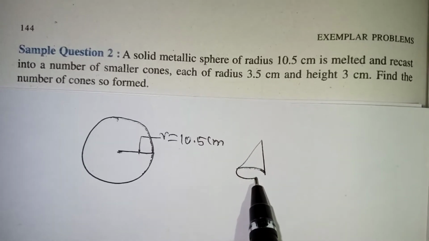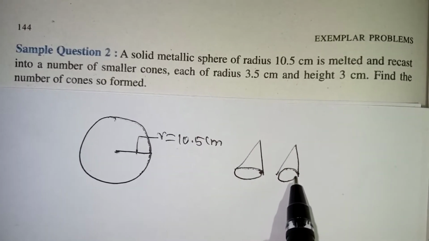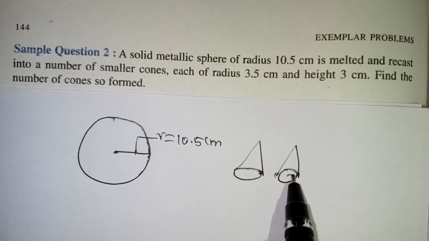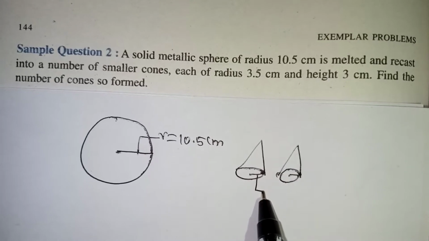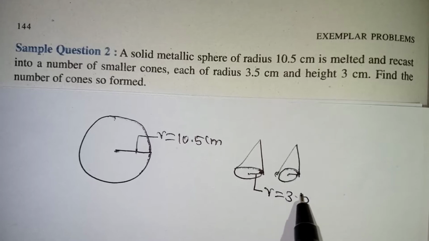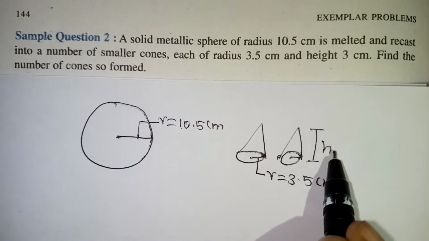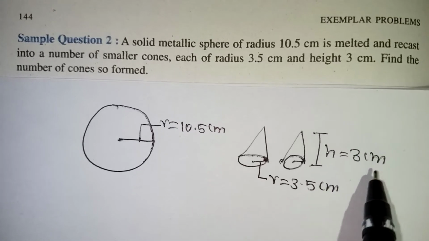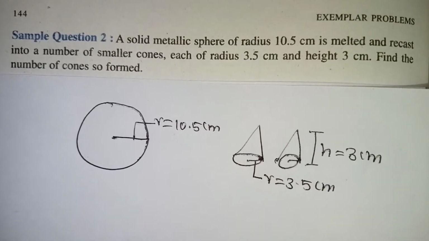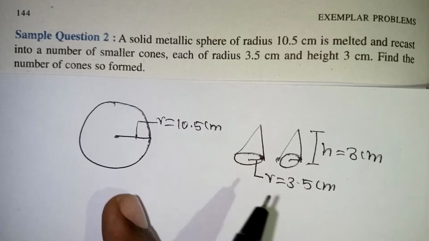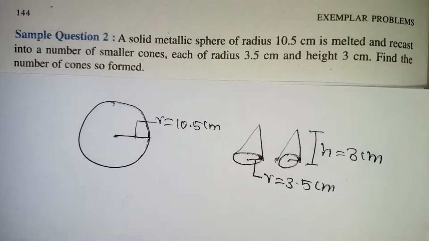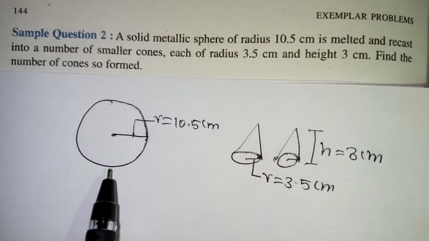It is recast into smaller cones, each of radius 3.5 centimeter, and the height of the cones is 3 centimeter. Find the number of cones formed. So after melting the sphere, they are making small cones. How many cones can be made from this sphere is the question.